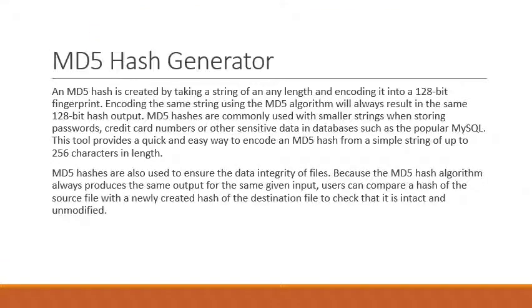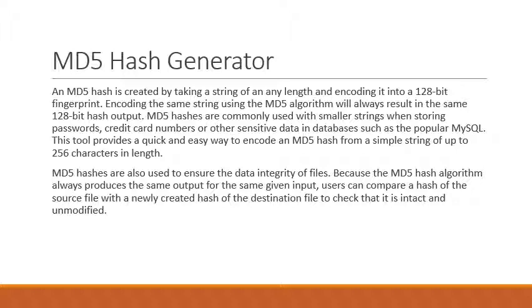The MD5 Hash Generator. The MD5 hash is created by taking a string of any length and encoding it into a 128-bit fingerprint. This is basically a bunch of numbers and letters when it's encoded, usually long. The purpose of the MD5 hash generator is to hide important data such as credit card numbers, passwords, bills, account numbers, etc.